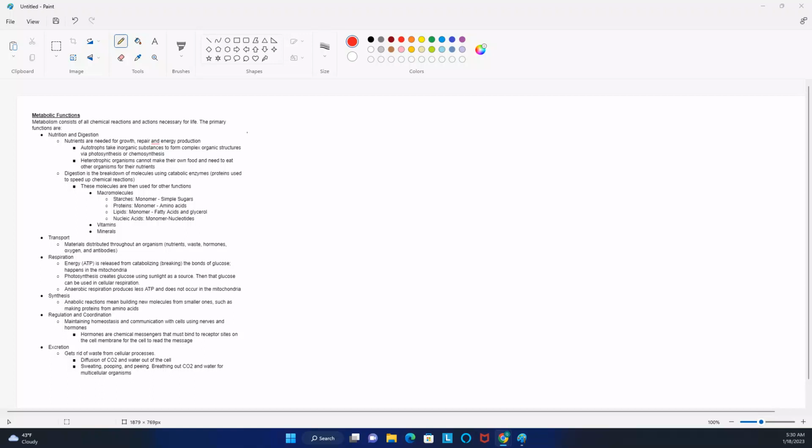So, for this summary, we're going to go over metabolic functions. Metabolic functions are all the chemical reactions necessary for life of either a cell or for a multicellular organism. The main processes are nutrition and digestion, transport, respiration, synthesis, regulation and coordination, and excretion. These all require ATP as the main driver of energy. But all cells need to do these processes in order to stay alive.